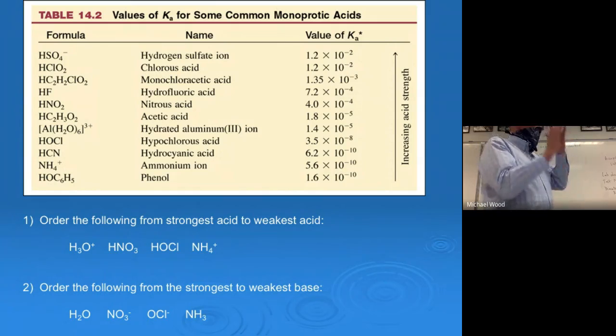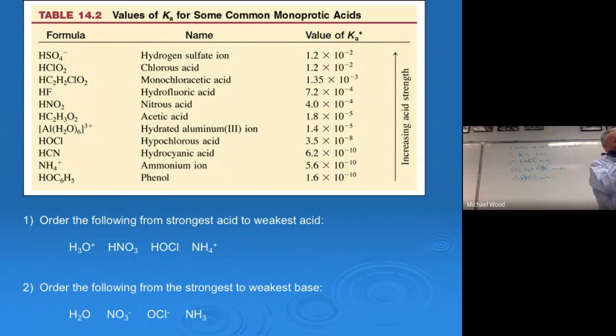Okay, so here we go. On this one, you have to be given a table, or you have to be given the K values. Remember, the larger the Ka value, the stronger the acid, or the larger the Kb, the stronger the base. Go ahead and take a minute. Try those two. And then the last one we're going to do, Rex, is exactly what you just asked.